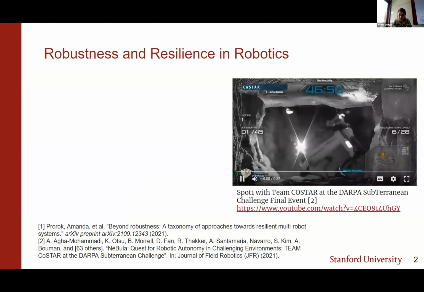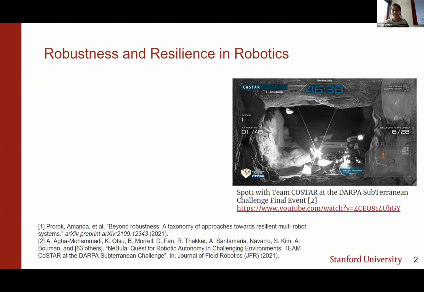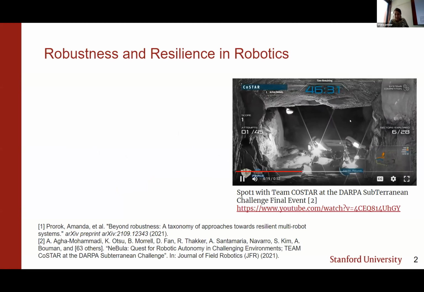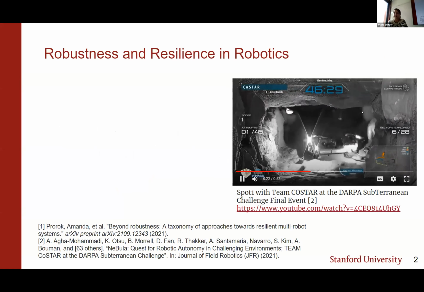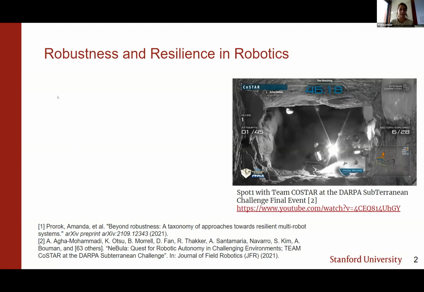Okay, so I'm going to start talking about two concepts that are really important in robotics problems, and these are robustness and resilience. I just want to take this illustrative example here. The robot's name is Spot 1 at the DARPA Subterranean Challenge. In that case, we would say Spot 1 was not robust enough to avoid falling down, but it had this resilience capability embedded into it, which enabled it to get back up and start working again.